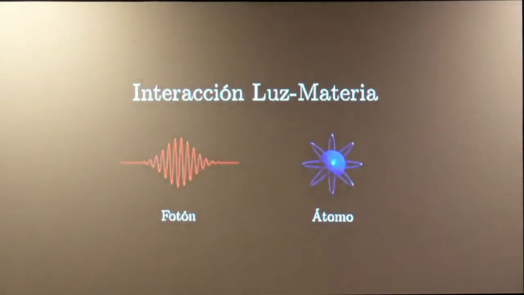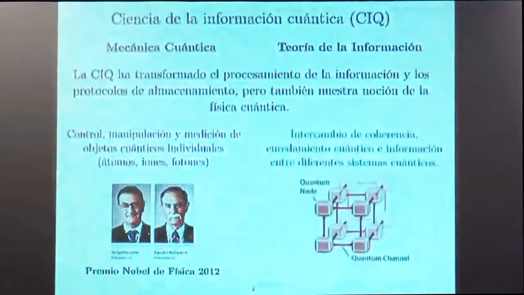So I'm interested in interaction between light and matter, and when I say light, I mean photons, and when I say matter, I'm restricted to atoms. In particular, this talk will be about cesium atoms.